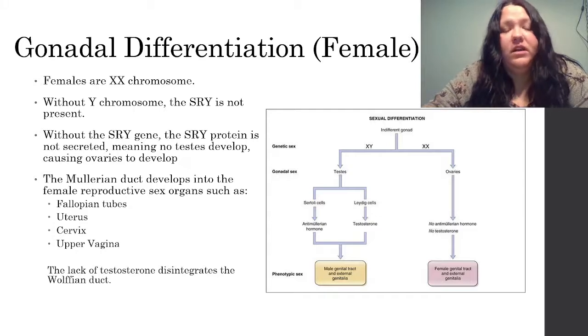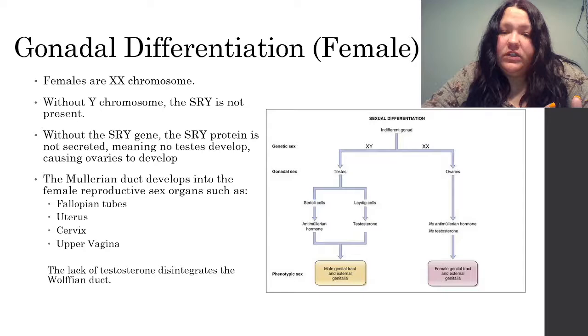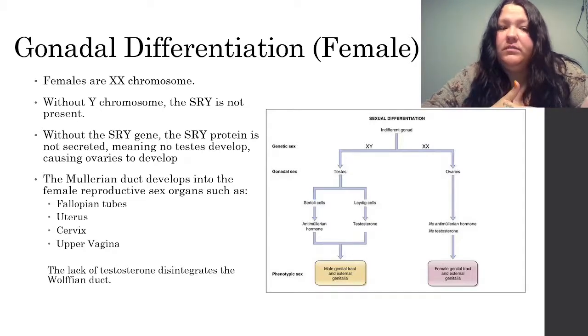The female process: females are XX chromosome, and without the Y chromosome, the SRY is not present. It's not on the X chromosome at all. Without the SRY gene, the SRY protein is not secreted, meaning the testes are not going to develop, and this leaves the bipotential gonads to develop into ovaries. Once the ovaries are developed, the Mullerian duct develops into the female reproductive organs such as the fallopian tubes, upper vagina, the uterus, and the cervix. But the lack of testosterone is going to disintegrate the Wolffian duct, which is the male equivalent to the Mullerian duct.